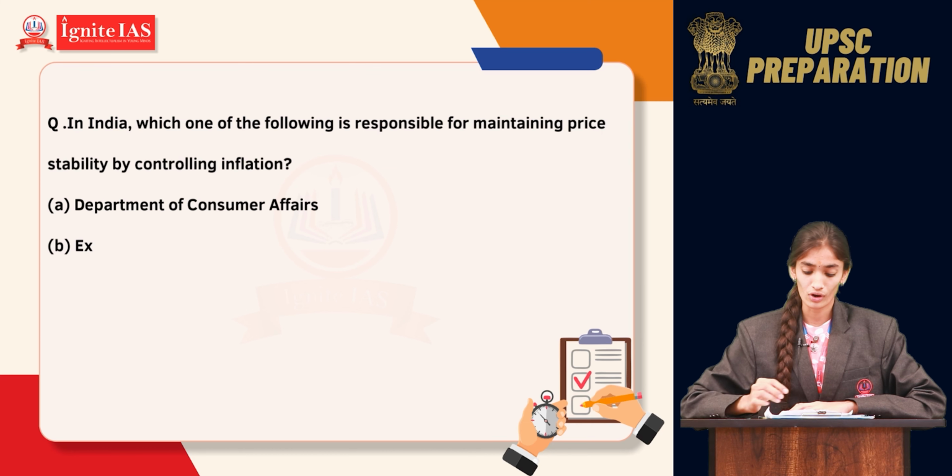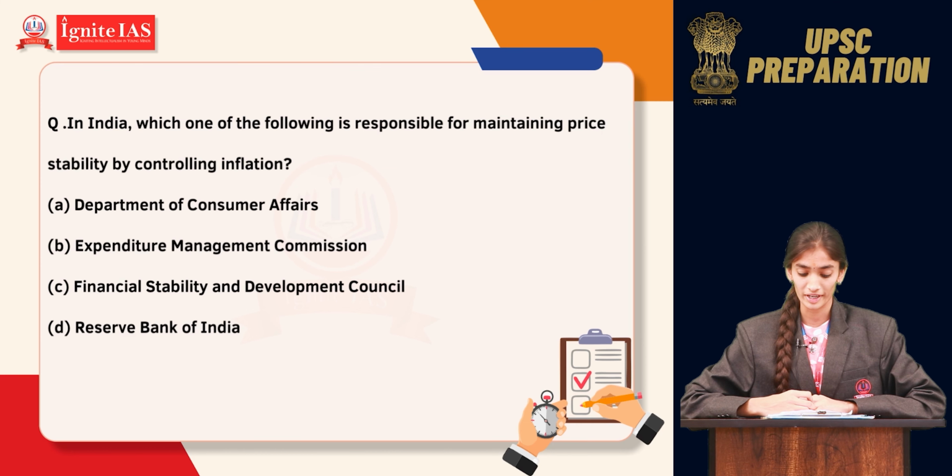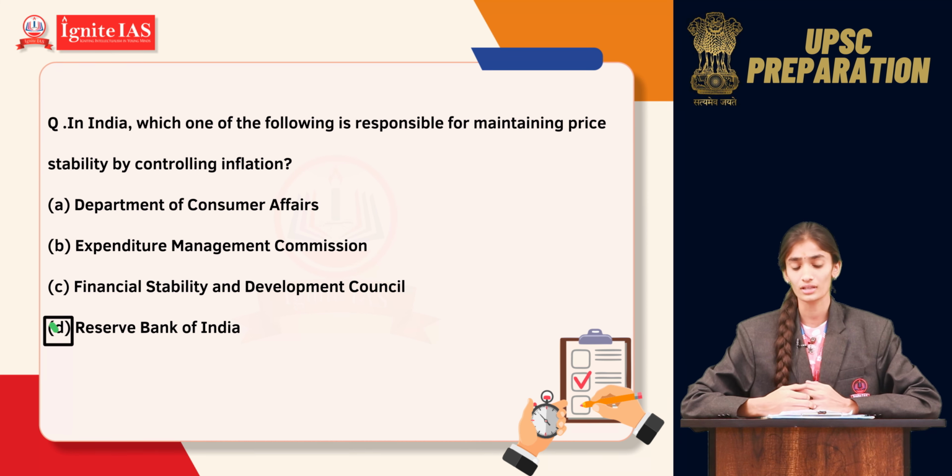Now let's move on to the next question. In India, which of the following institutions is responsible for maintaining price stability by controlling inflation? Option A, Department of Consumer Affairs. Option B, Expenditure Management Commission. Option C, Financial Stability and Development Council. Option D, RBI. The correct answer is RBI.